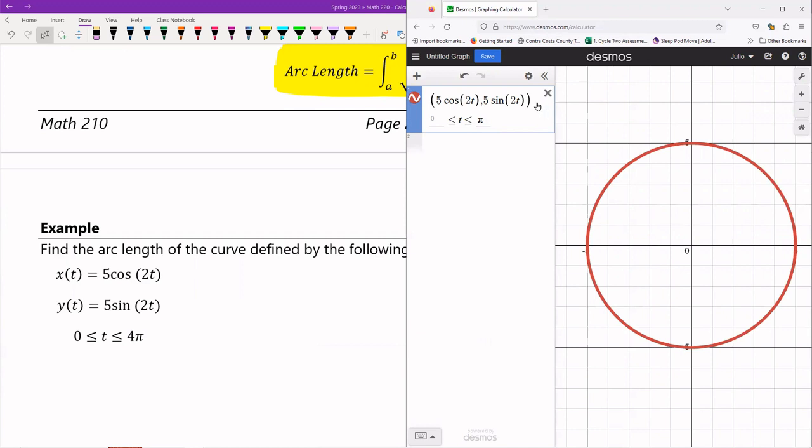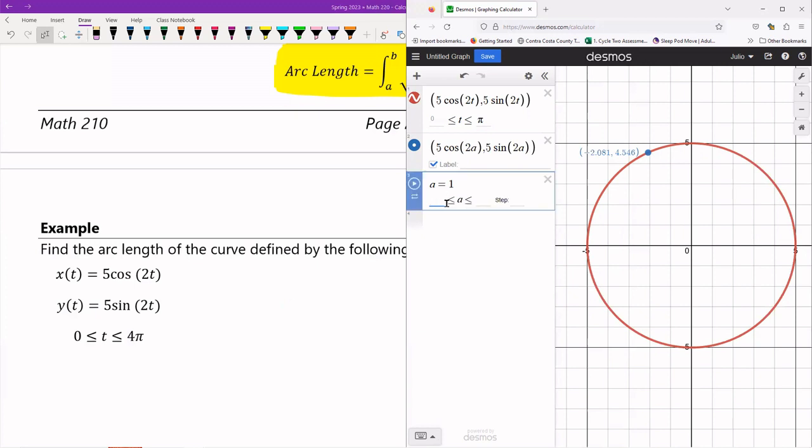But now what I'm going to do is something you might want to employ here and there. Instead of t, I'm going to call it a, and there's a reason why I want to call it a. I'm going to add a slider here and add a label. You see how it showed up a point here. So now I'm going to do this, 0 to 4 pi.